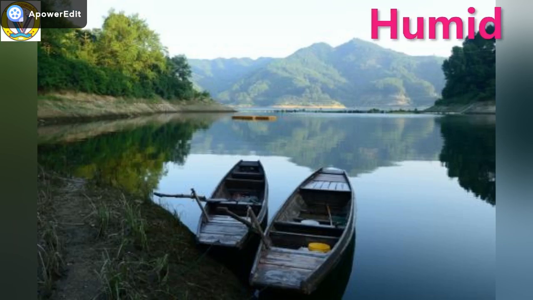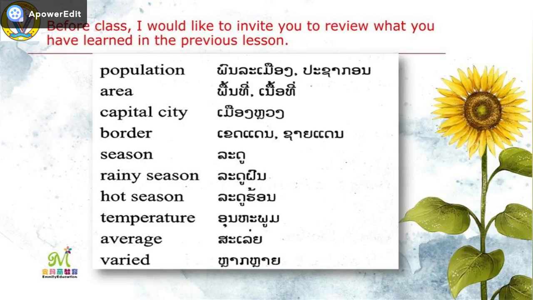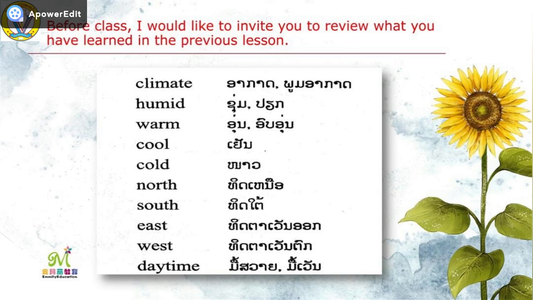Repeat after me. Population, area, capital city, border, season, rainy season, hot season, temperature, average, varied, climate, humid, warm, cool, cold, north, south, east, west, daytime.